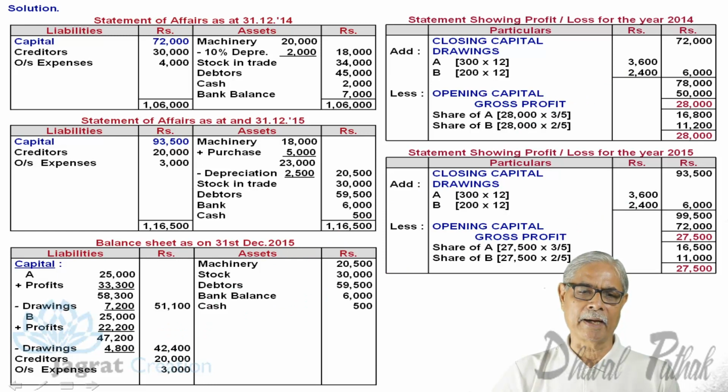So to obtain the capital balance in this fashion, I was required to find out the profit for 2014 just to have a bifurcation of this capital balance. Now all this information is ready. Now I should tally the balance sheet. So total of liability side and total of asset side, 1,16,500, 1,16,500. This is how this sum gets solved.